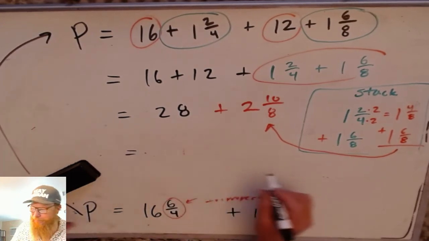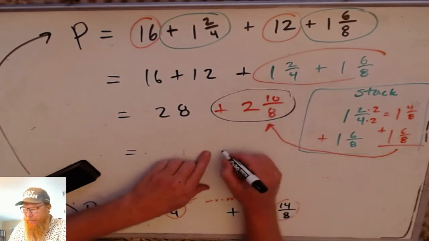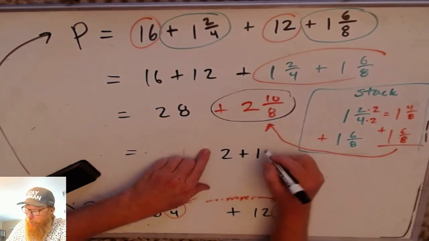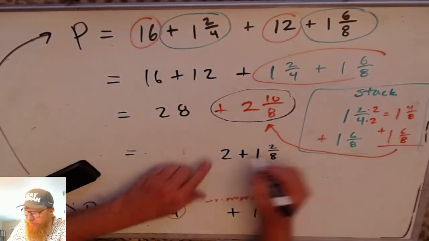We don't need it. All right, 2 and 10 eighths. Again, that's improper. So that's 2 plus 1, because 8 goes into 10 one time, with a remainder of 2.